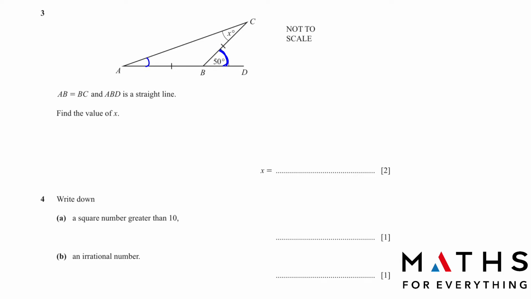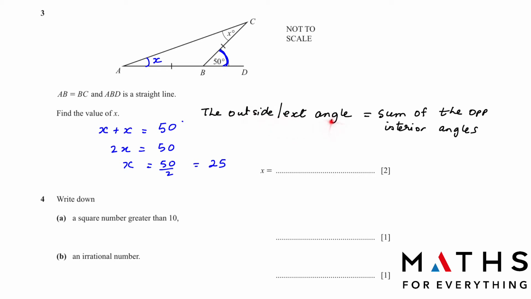We know that this is an isosceles triangle, so angle CAB will also be x. So x plus x is equal to the outside angle, which is 50. x plus x means 2x is equal to 50. x is equal to 50 divided by 2, which is 25. Now suppose you didn't remember this rule. I will write down the rule. Here it is. The outside exterior angle is equal to the sum of the opposite interior angles.